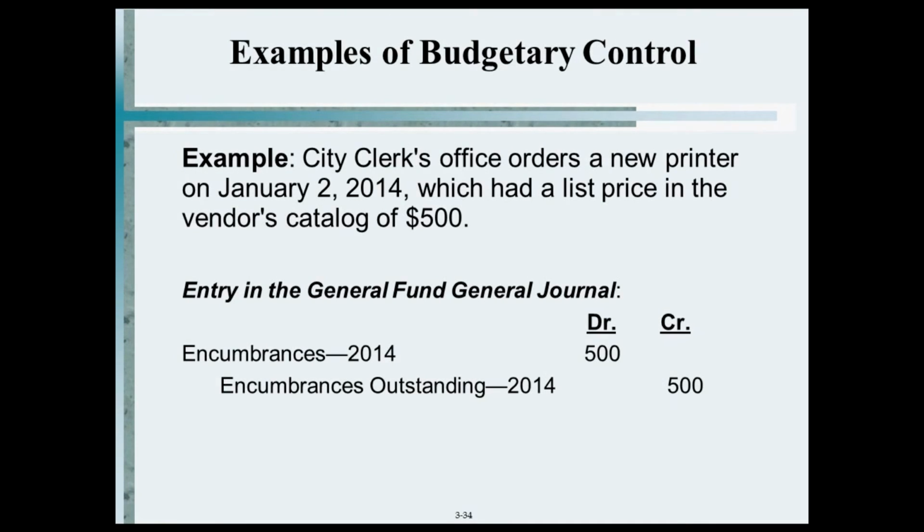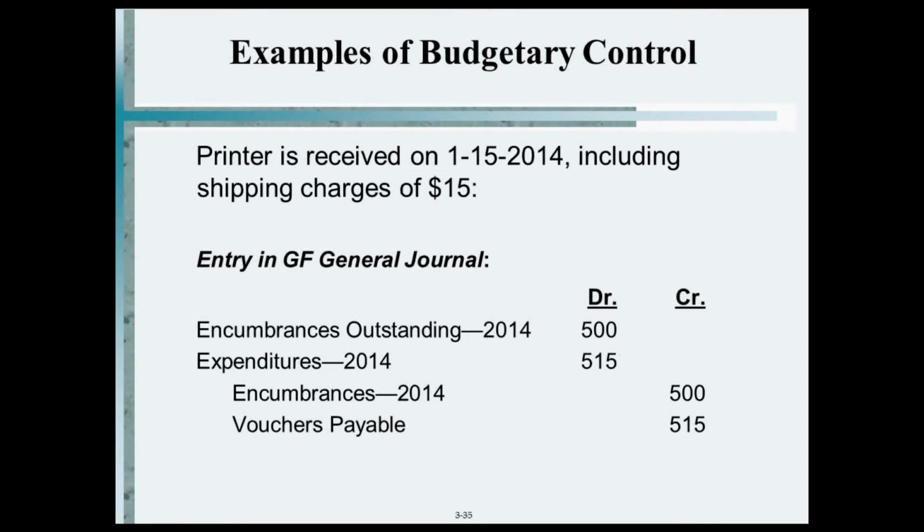Encumbrance. Decided to buy something for $500. We debited encumbrance and encumbrance outstanding of $500. What happens when we receive the item? You cancel it, right? You debit this and credit this. That takes care of that. And then you recognize an expenditure for the correct amount. Those two journal entries, don't ever forget. That's how you would typically do this.